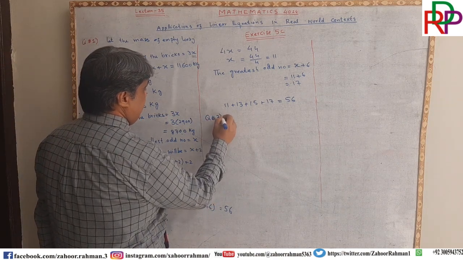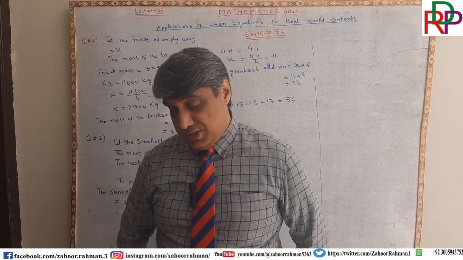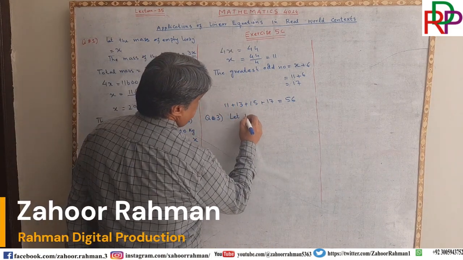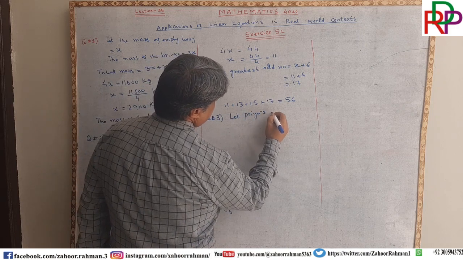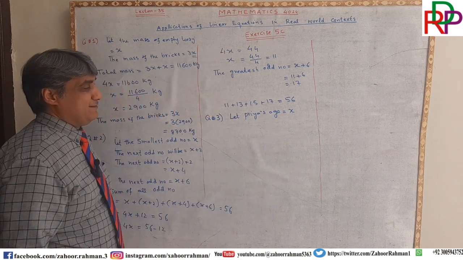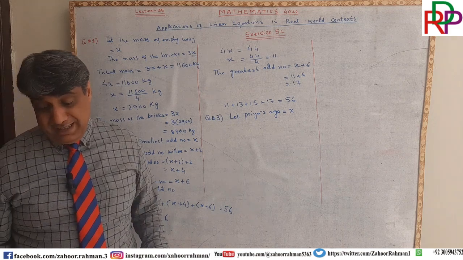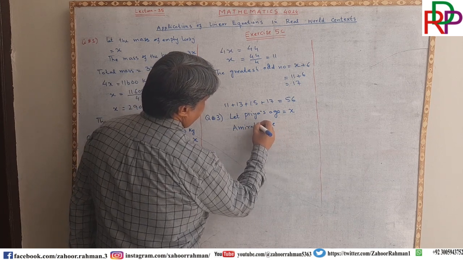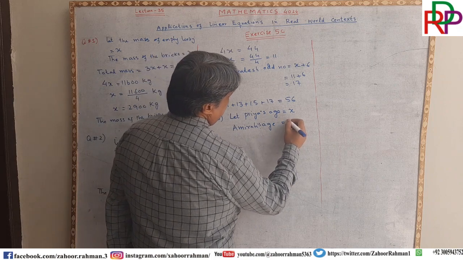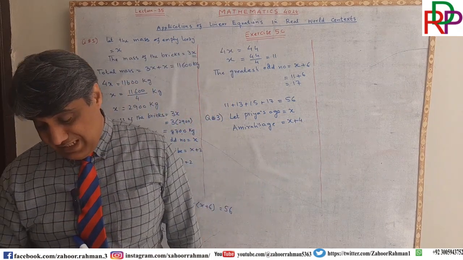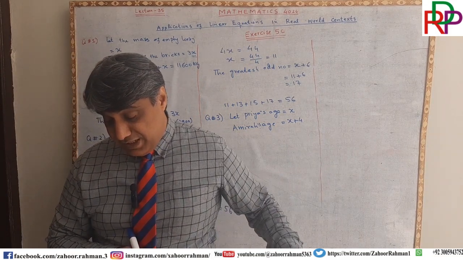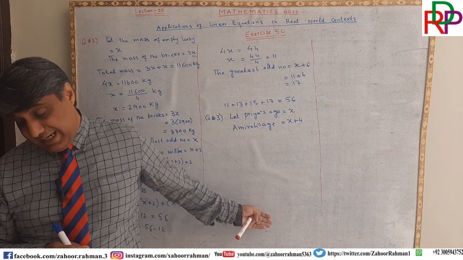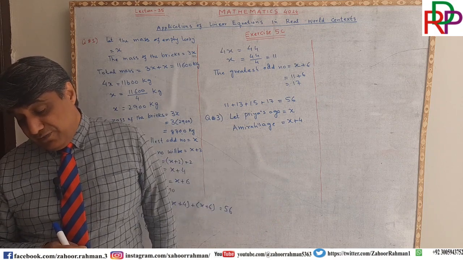Now we are turning our focus to question number 3. And question number 3 is saying, Amira is 4 years older than Priya. Let Priya's age be equal to X. And the question is saying that Amira is 4 years older. Amira's age is equal to X plus 4, because the question is saying that Amira is 4 years older than Priya. We supposed the age of Priya is X, so we had to add 4 with the X.